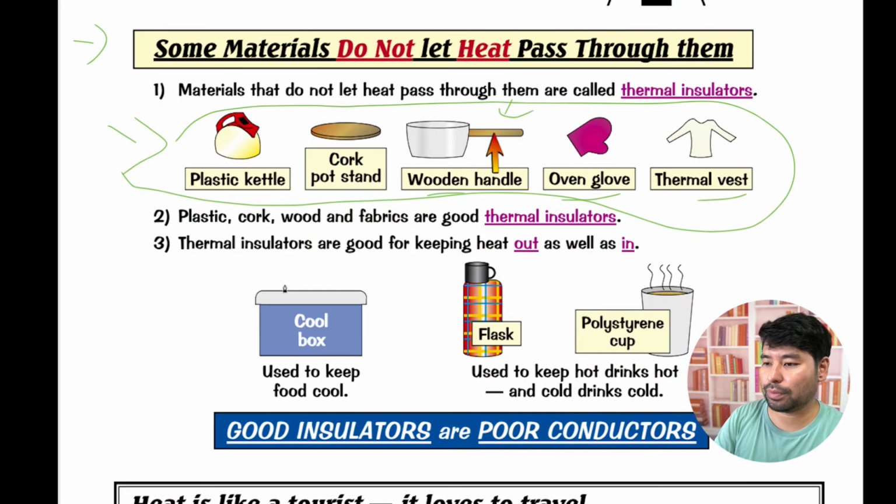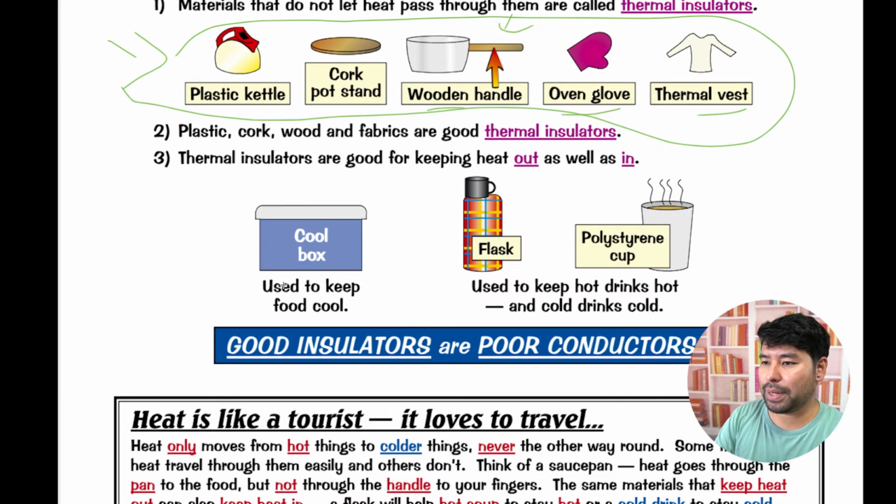Number 2, plastic, cork, wood, and fabrics are good thermal insulators, actually. Okay, so these materials here, plastic, cork, wood, and fabrics, they're good thermal insulators. So what is cork? What is that?